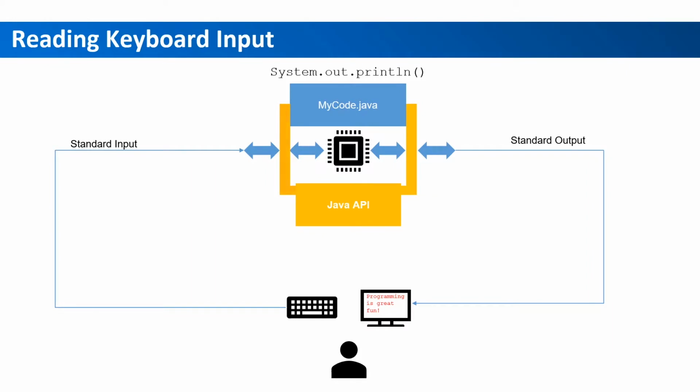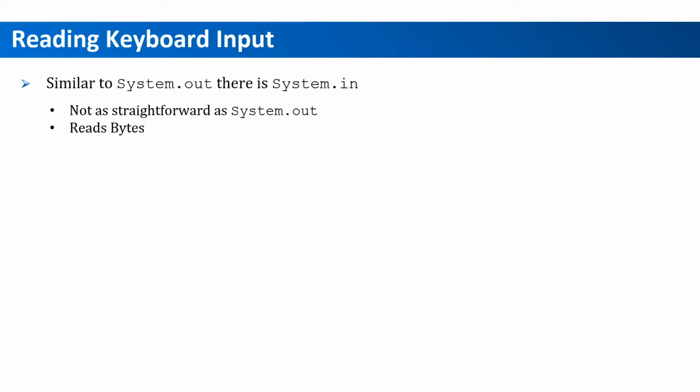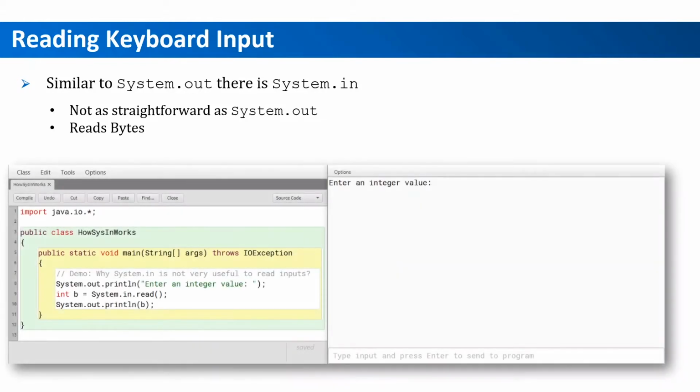So how would we do that? The first question that probably should come to mind is, does Java have a System.in similar to the System.out that we can use to read the inputs? Java actually does have a System.in. However, it's not as straightforward or as simple as the System.out. The problem with System.in is that it reads 1 byte for the ASCII at a time. Let's see how that works.